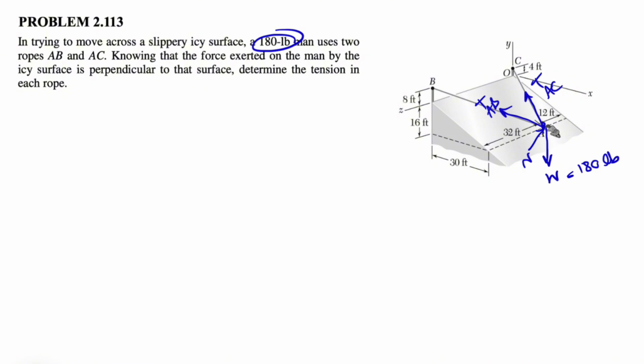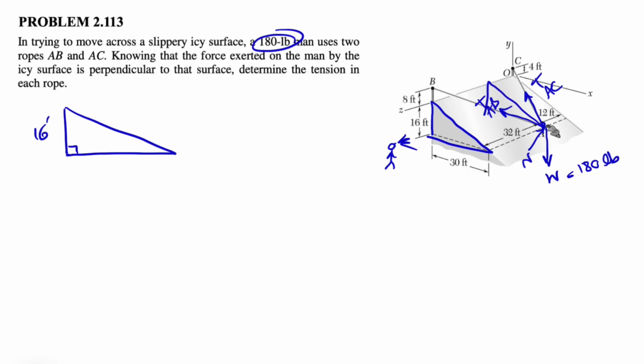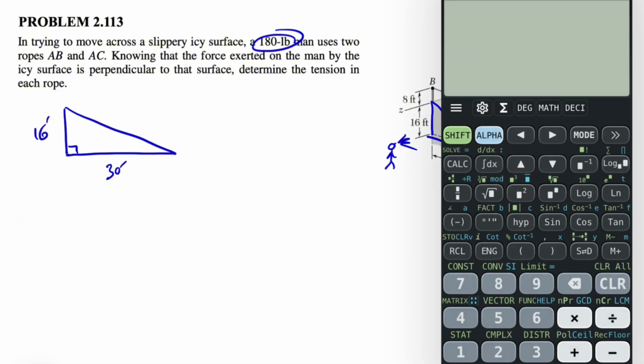So let's start with the normal force. If we look at the surface from the point of view of this little guy, we're going to see this right triangle, which has a side of 16 feet. We have the same triangle in the middle right here too. The base is 30 feet, and we can find the hypotenuse based on the Pythagorean theorem. The square root of 16 squared plus 30 squared gives us 34.